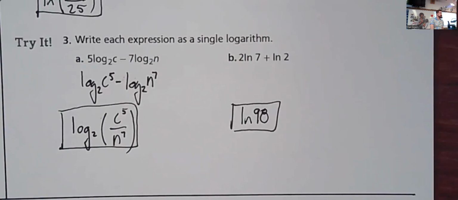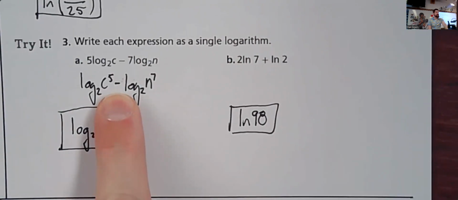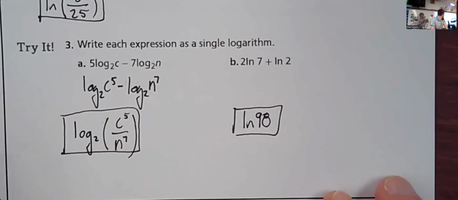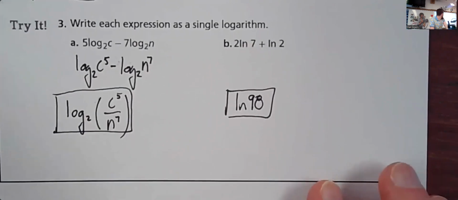It does look like a fraction. If there's subtraction, subtraction means fraction. There's a rhyme. So if they're being added, then you're going to multiply together the arguments, but if there's subtraction, you're going to divide the arguments.